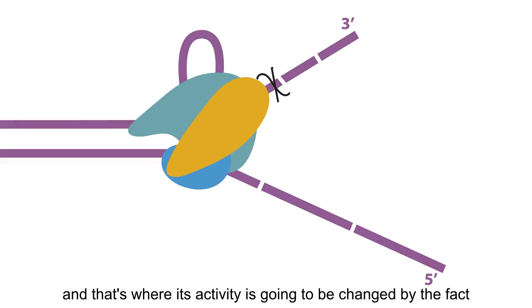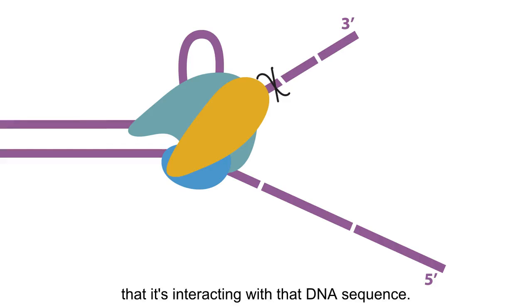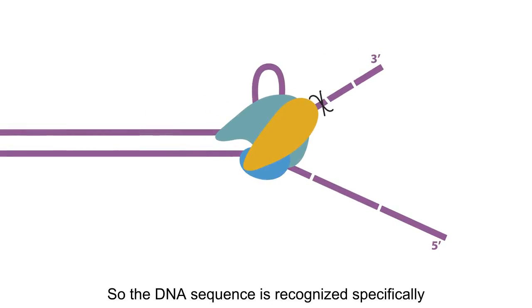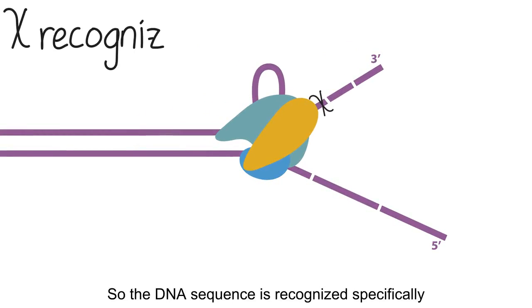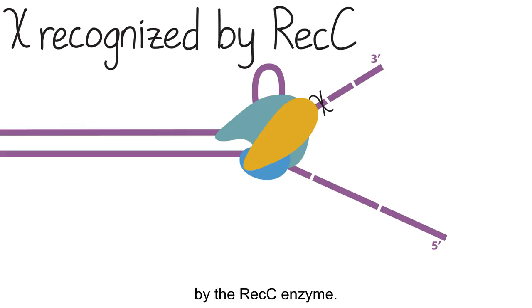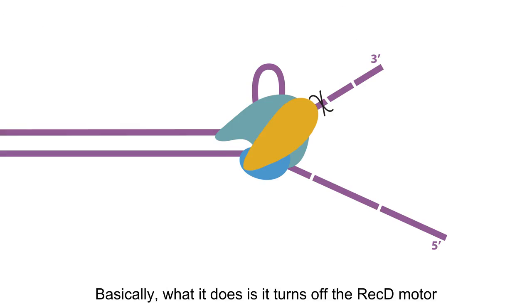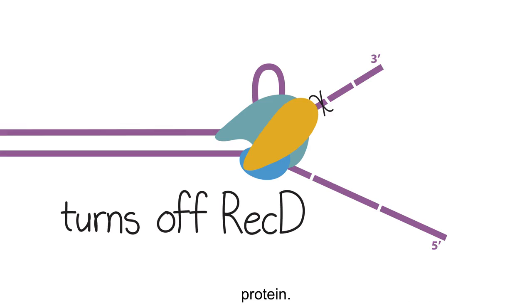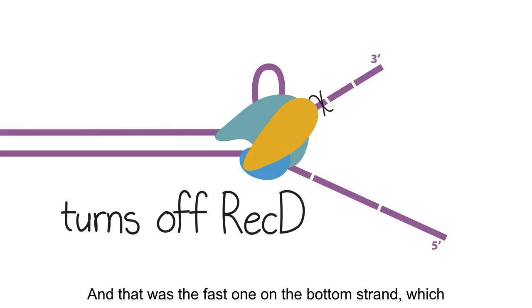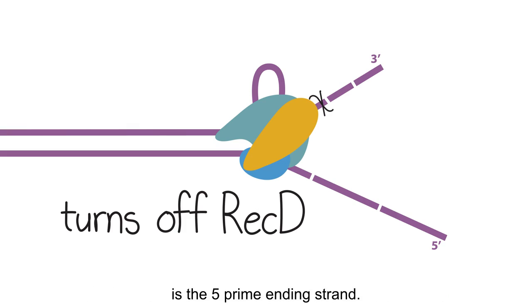Now we have the enzyme encountering the Chi site, and that's where its activity is going to be changed by the fact that it's interacting with that DNA sequence. So the DNA sequence is recognized specifically by the RecC enzyme, and when RecC binds to that sequence, it causes a fundamental change in the whole protein complex. Basically what it does is it turns off the RecD motor protein, and that was the fast one on the bottom strand, which is the 5' ending strand.